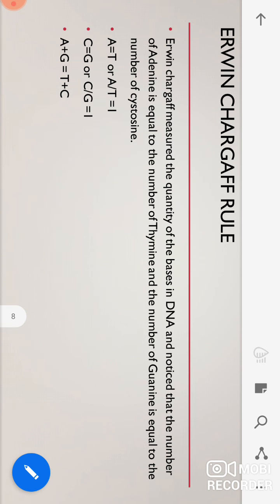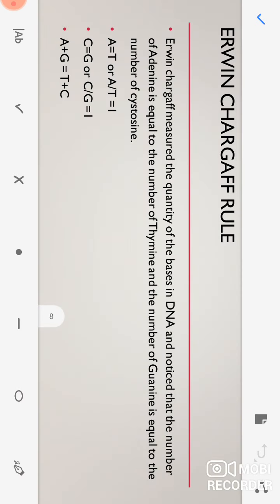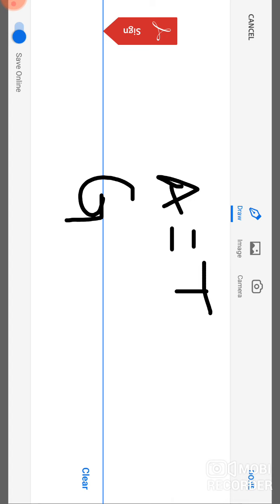So adenine pairs with thymine, we saw, right? Adenine pairs with thymine by double bond and guanine pairs with cytosine by triple bond. This is an important note. Adenine pairs with thymine by double bond and guanine pairs with cytosine by triple bond.